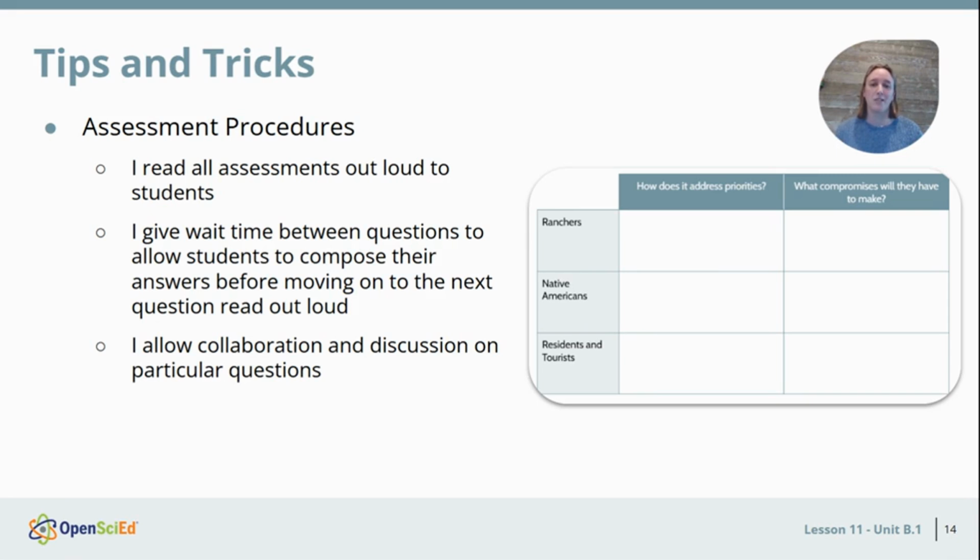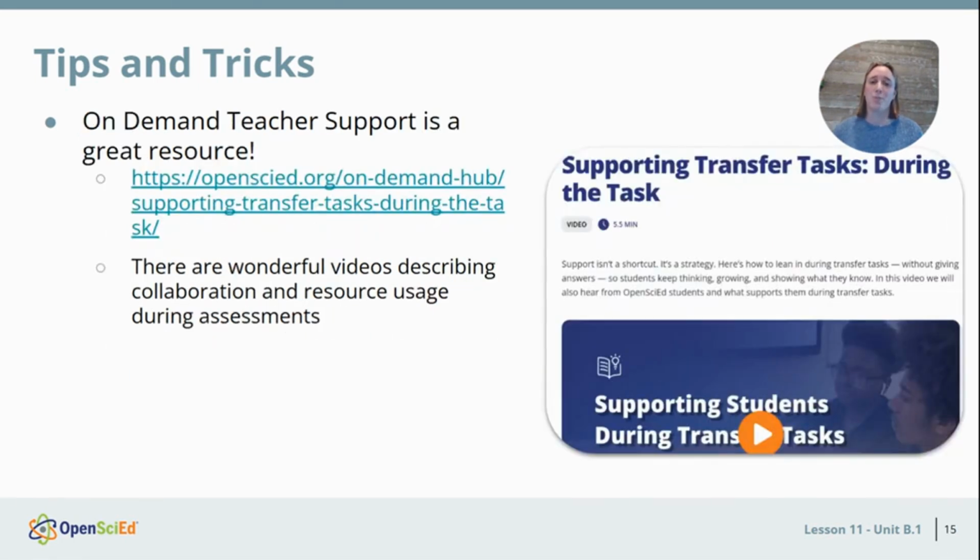I actively monitor and sometimes will jump into a conversation if I see a mistake or I hear a debate starting about a particular interest holder. I bring the class back together for about 5 minutes or so for a share out of what we learned from each other. They finish up the last question on their own and turn in their transfer tasks. The on-demand teacher support is a great resource. OpenSciEd curriculum allows for different theories on assessment to be used and practiced. With the curriculum being so collaborative and discussion-based, it lends to a theory of allowing students to discuss and collaborate during assessment as well. Sometimes our best thoughts come from suggestions or the thought of another's perspective.